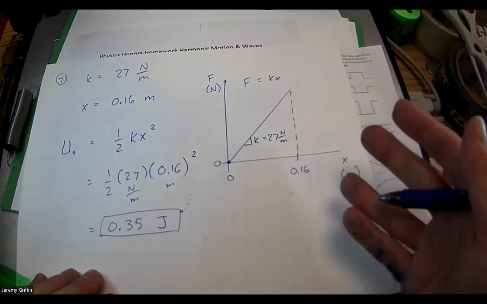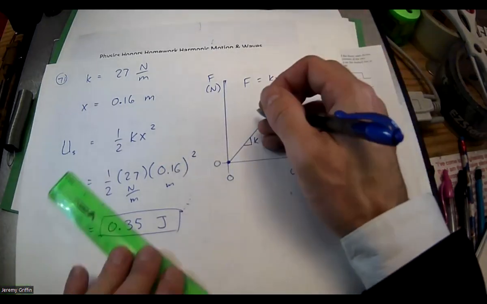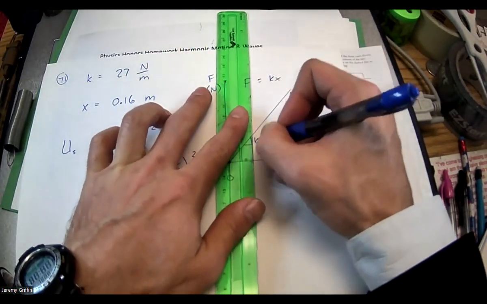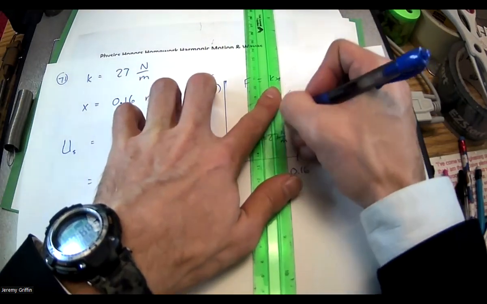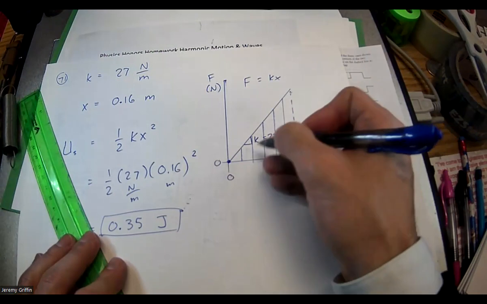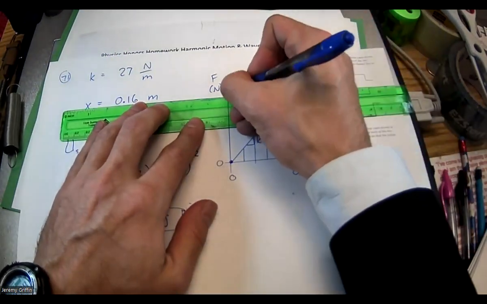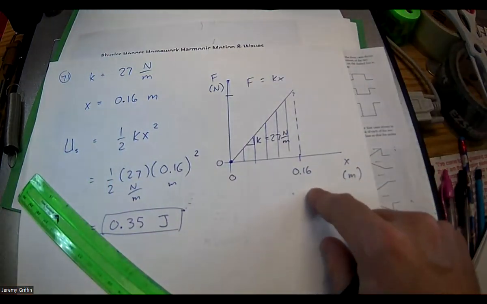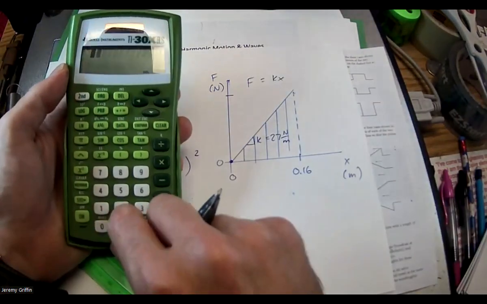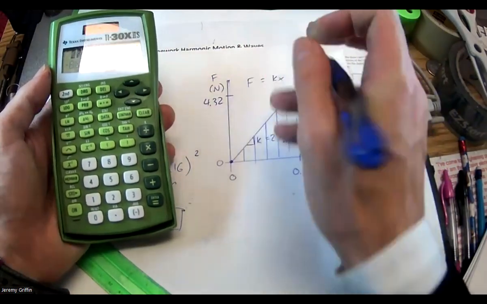You guys remember work is equal to force times distance. But in this case, it's a variable force, so the force is always changing. So I split this up into a bunch of little bits: a little force, then more force, more force, and add up all the bits. I wonder how much force we're putting on to stretch it to that point. Well, F equals kx, 27 newton per meter times 0.16 meters. That's 4.32 newtons of force.